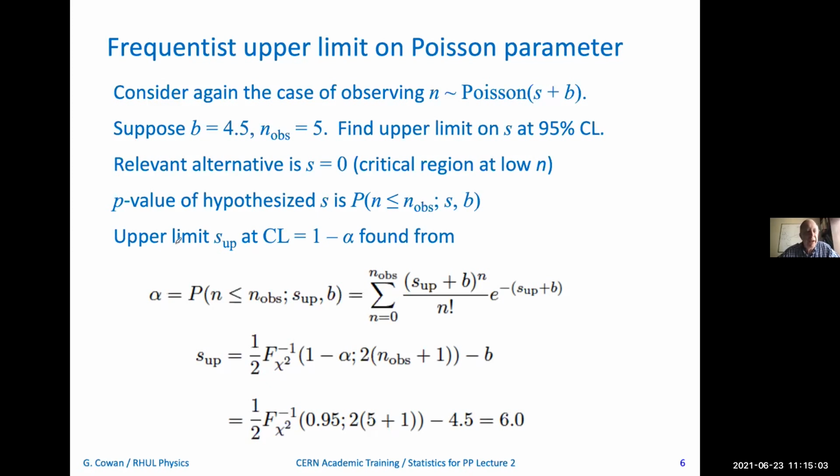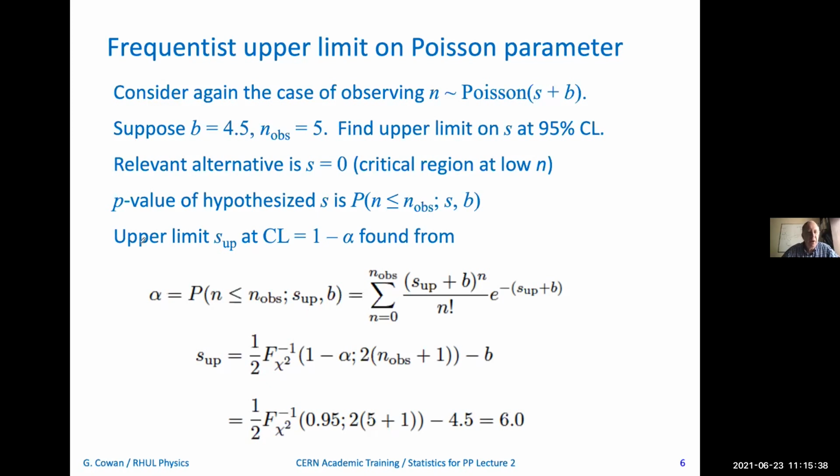All right, so my recipe for determining the upper limit on S is the value of S for which the p-value is just equal to the size of the test that I want to carry out. So let's suppose that I want this upper limit to be at 95% confidence level. Then I will use a value of alpha for the test of 5%. And the recipe is that I set alpha equal to this p-value. And when I solve that for S, I'll call that my upper limit S up.